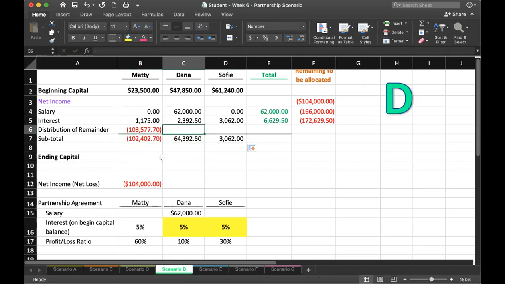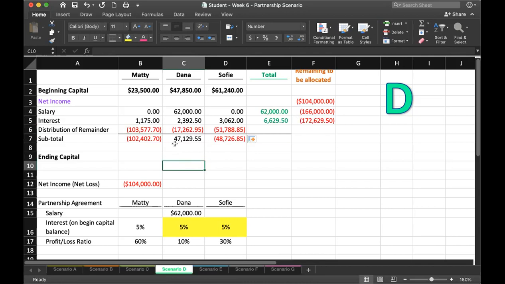Yeah, well, I added the wrong thing here, but let me just drag this distribution of the remainder, because what's going to happen is every partner is going to be absorbing a piece of this loss. All right. And in this very unfortunate circumstance, now you've got two partners that have negative capital balances, and just one partner is still in the black.